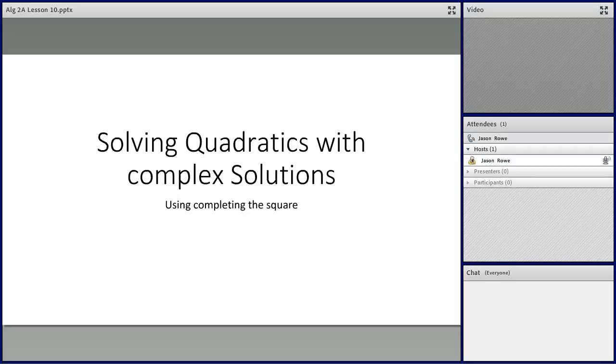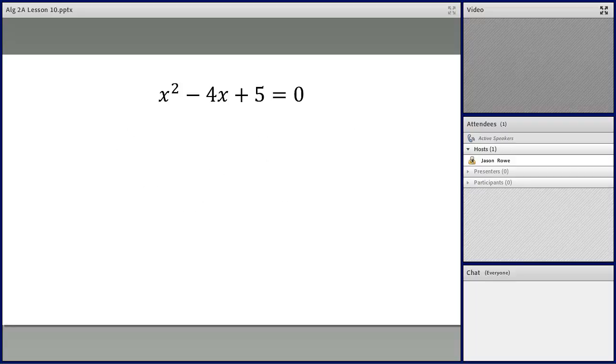We're going to look at some Algebra 2A, Lesson 10, solving quadratics with complex solutions, by using completing the square. So that's these last three problems of Lesson 10. Now, real quick, the process is real easy. Just take your time, follow the steps I'm about to give you.